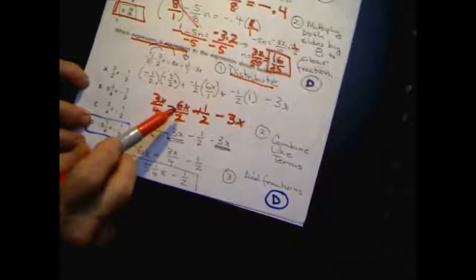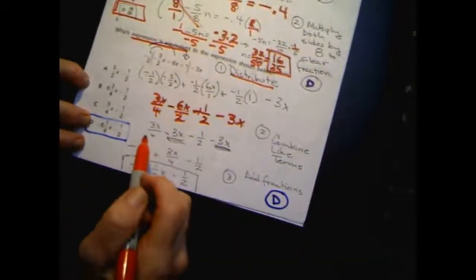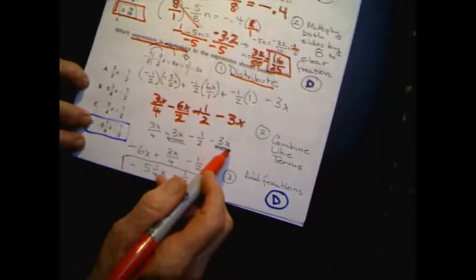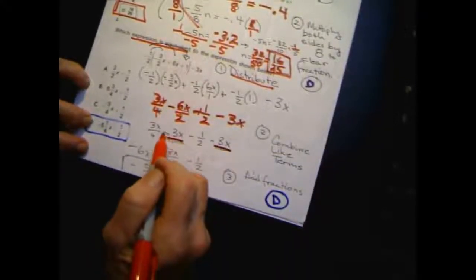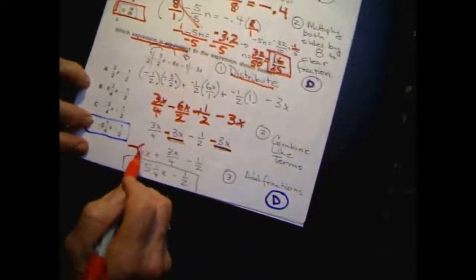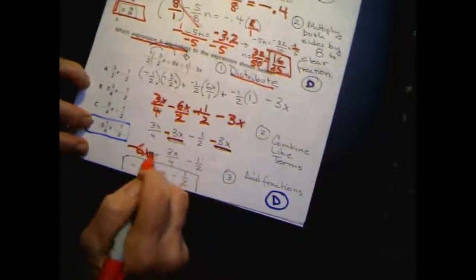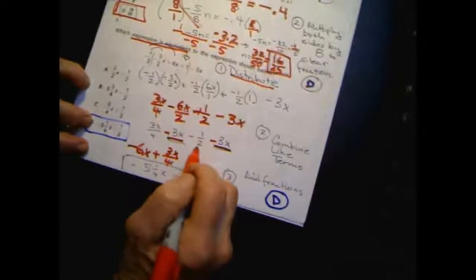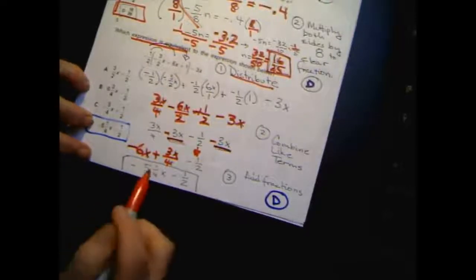Now I can see that 6 divided by 2 is just 3, so I can simplify that. And I have 3/4 x minus 3x minus 1/2 minus 3x. So this is a like term and this is a like term. Negative 3x minus 3x is negative 6x. I have a positive 3/4 x, so I'm adding plus 3/4 x. And then this 1/2 just comes straight down. It's not a like term. I can't do anything with it.